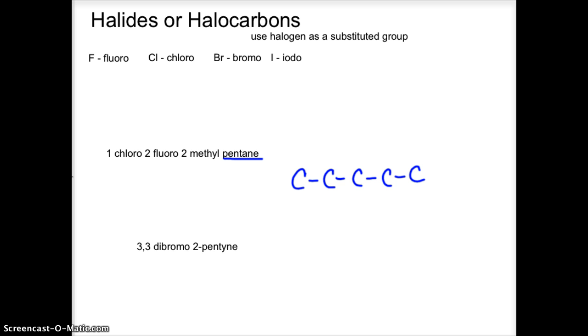That's my longest chain. Okay, so that means on the first carbon, you're going to have a chlorine substituted instead of a carbon. On the second carbon, you'll notice that you'll have a fluorine substituted. Now this fluorine could be in any position, up or down.